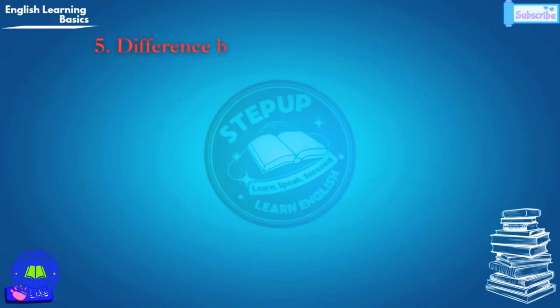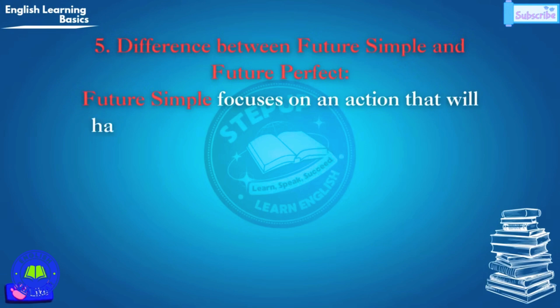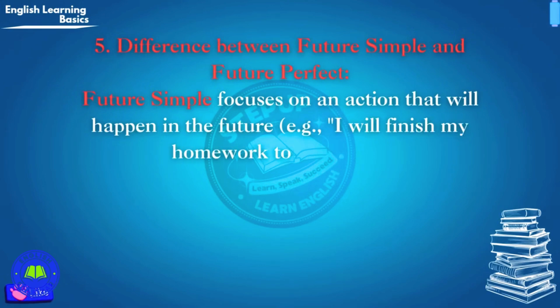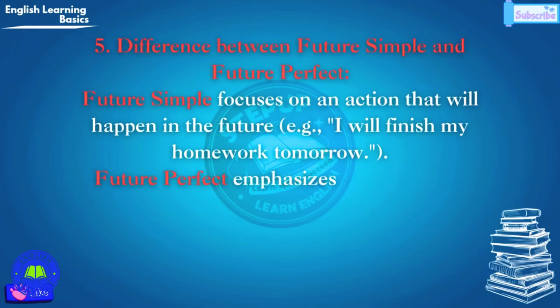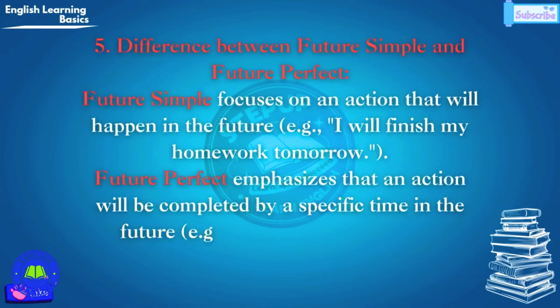5. Difference between future simple and future perfect. Future simple focuses on an action that will happen in the future, e.g., I will finish my homework tomorrow. Future perfect emphasizes that an action will be completed by a specific time in the future, e.g., I will have finished my homework by tomorrow.